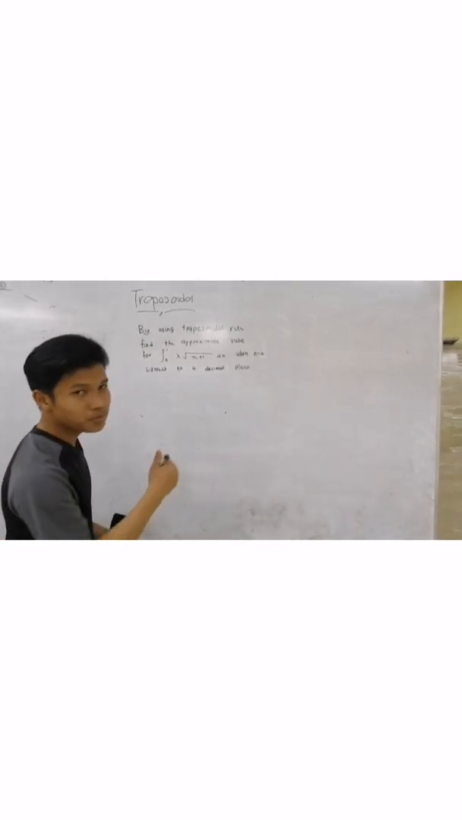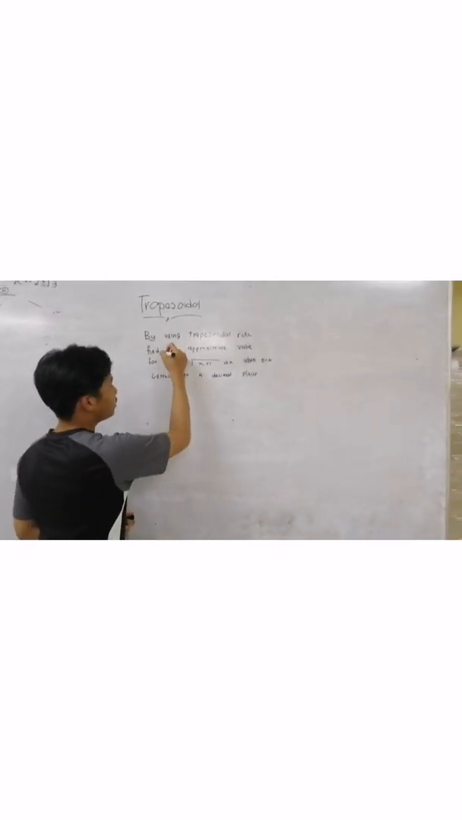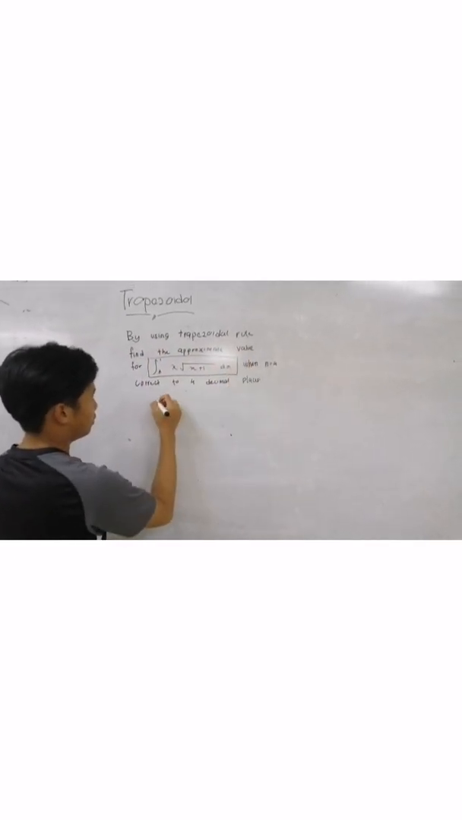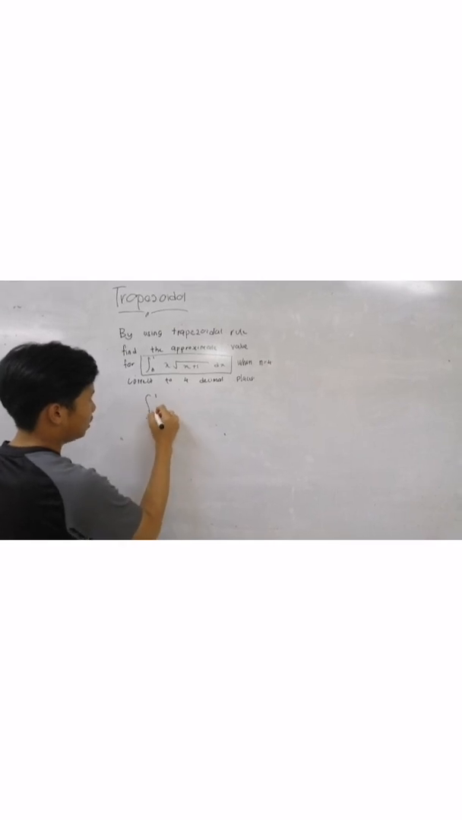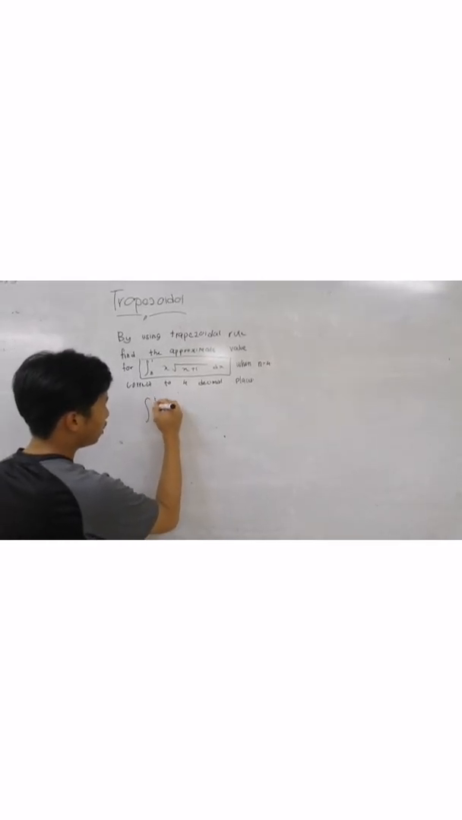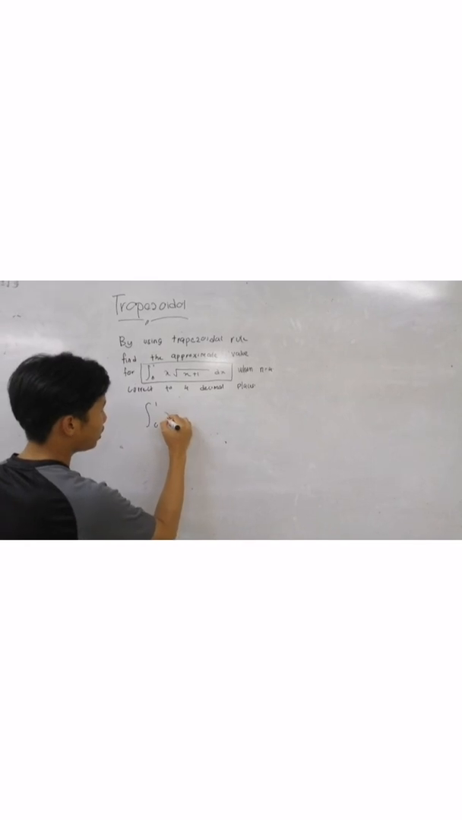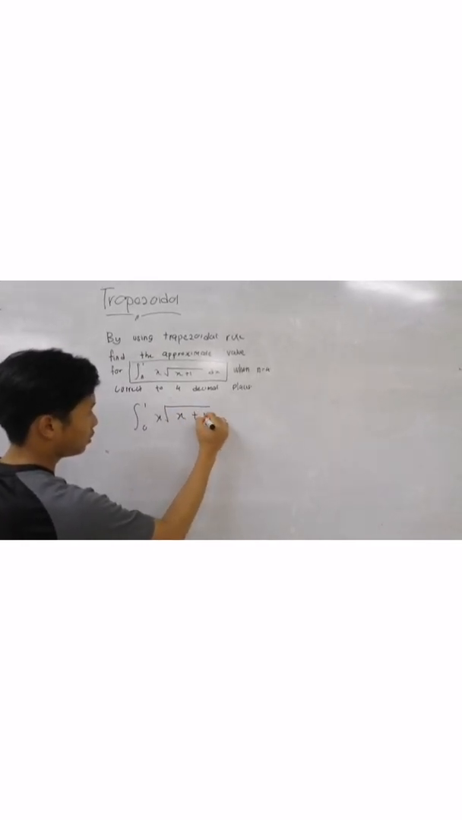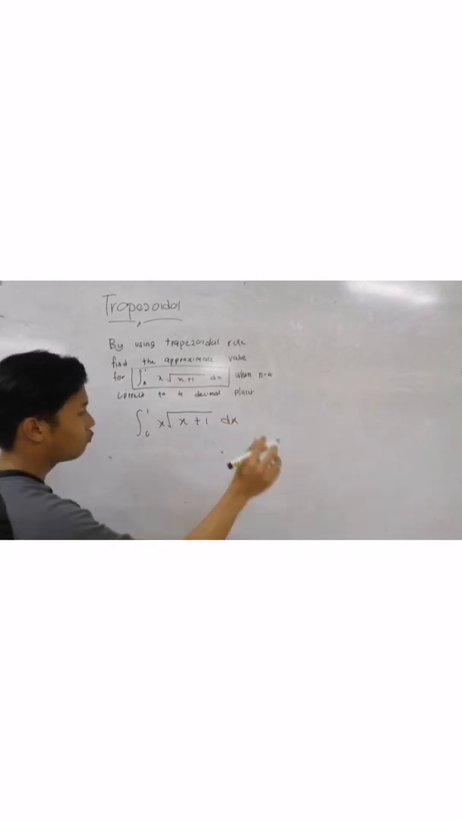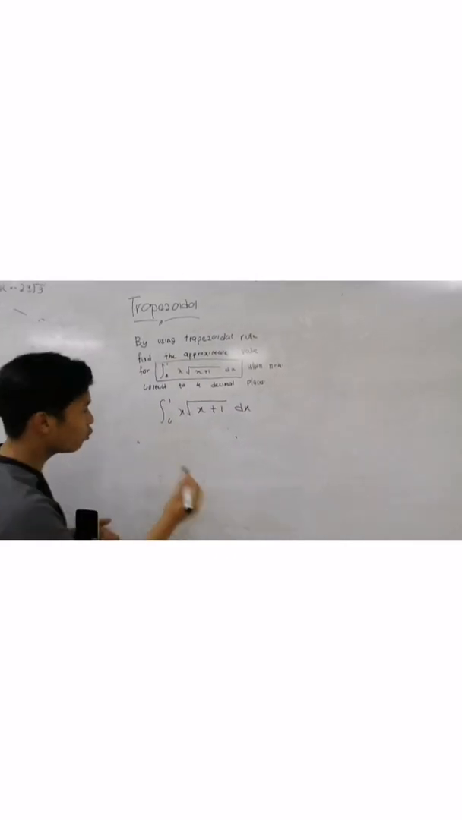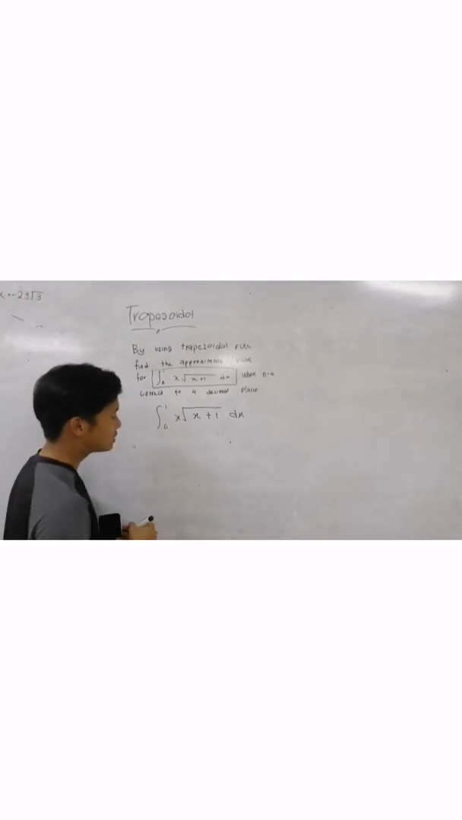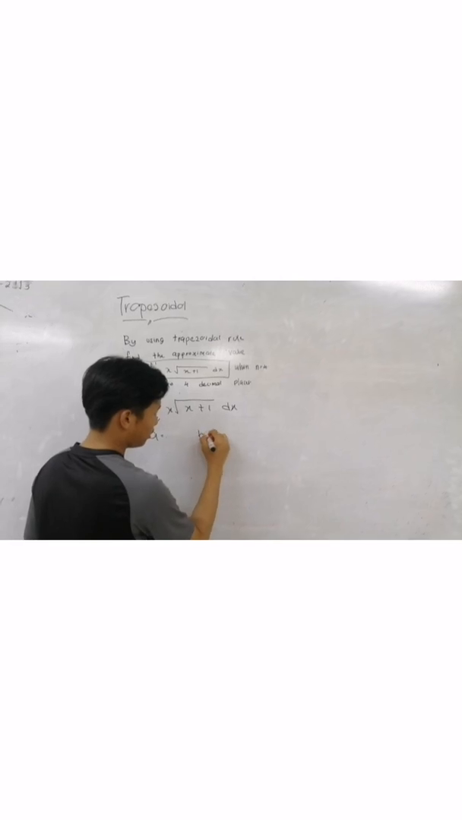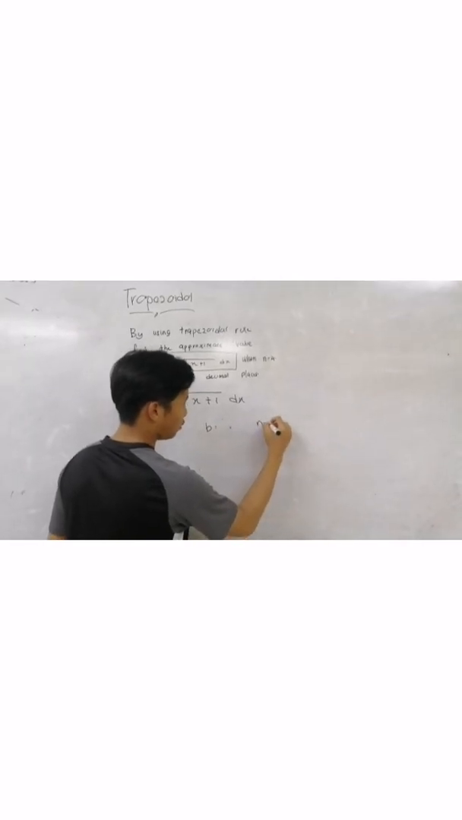The question of the trapezoidal rule. The first one, the question given is integrate 0 to 1 of x square root x plus 1 dx. So first of all, before we go through, we need to list the a what, b what, and n what.